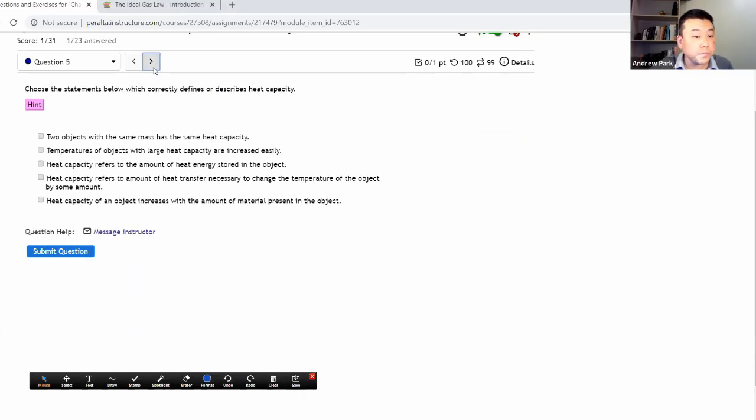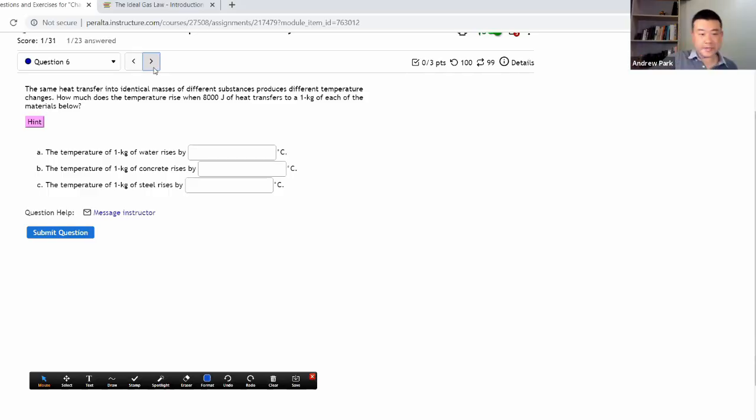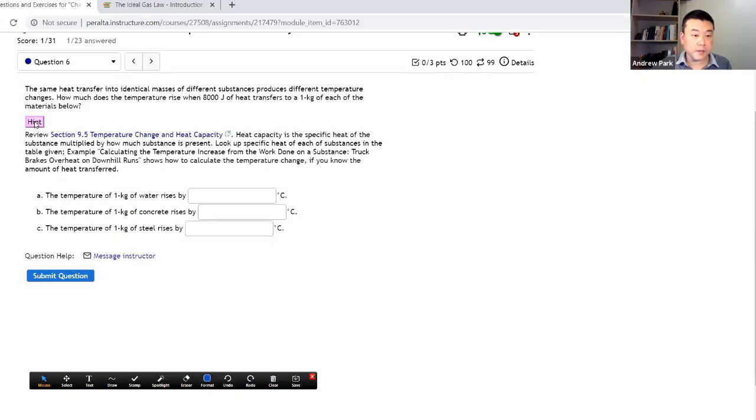Question 6. Oh yeah, here you have to look up some numbers, I think. It says the same heat transfer into identical masses of different substances. Okay, that's the background. How much does the temperature rise when 8,000 joule of heat transfers to 1 kilogram of each of the materials below? So I have water, concrete, and steel.